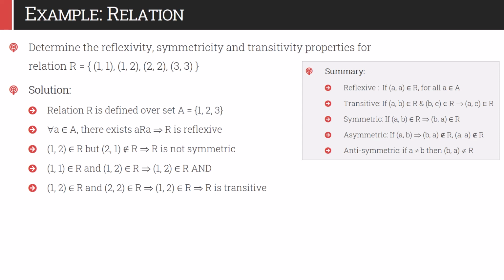We have to evaluate only those pairs in which (a,b) and (b,c) are available in relation R. So the second element of the first tuple and the first element of the second tuple should be the same. Only those pairs we need to examine.